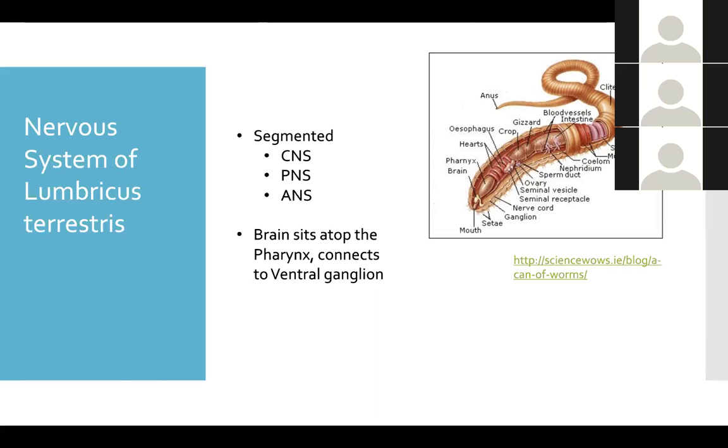The peripheral nervous system receives nerves from the central nervous system and distributes them to other parts of the body. And the autonomic nervous system is responsible for sensory and motor processing. And in this system as well, the brain sits atop the pharynx, which connects to the ventral ganglion.